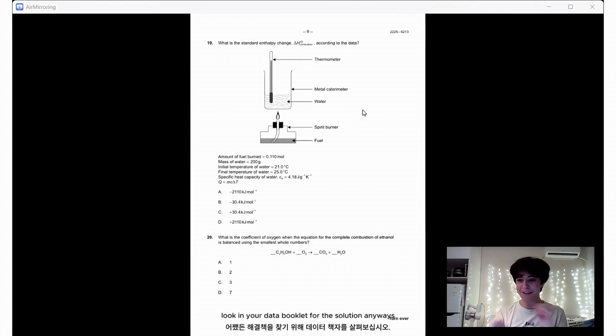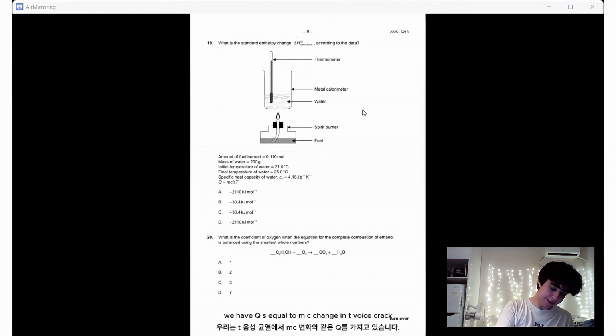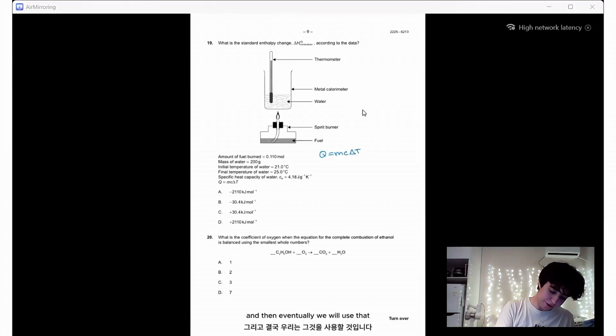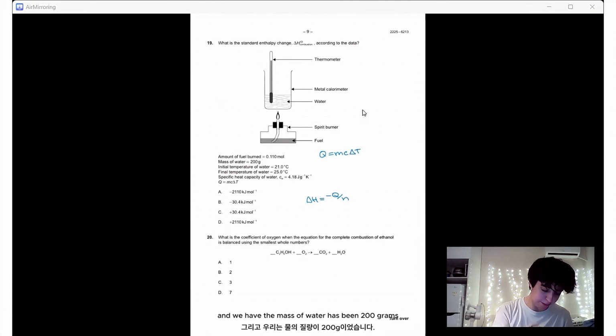Look in your data booklet for this equation. Anyways, so we have Q is equal to mc change in T, and then eventually we will use that ΔH is equal to negative Q over n. Okay, and so first we need to see what is what. For m, it's our mass, and we have the mass of water as being 200 grams.